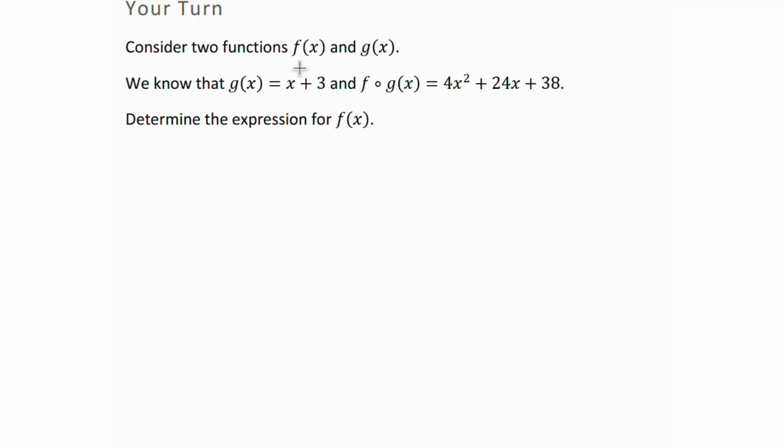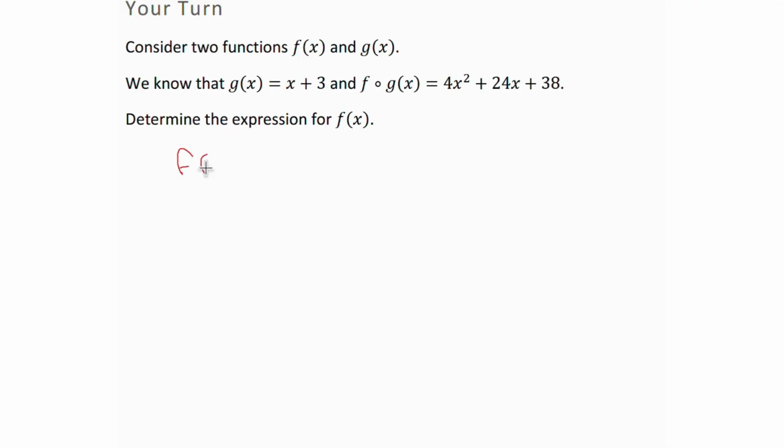Consider two functions f of x and g of x. We know that g of x is equal to x plus 3, and f composed with g of x is 4x squared plus 24x plus 38. We need to determine an expression for f of x. So first of all, let's put together what we know.